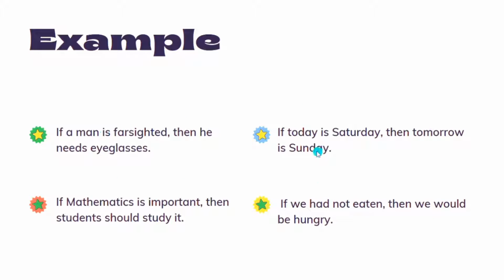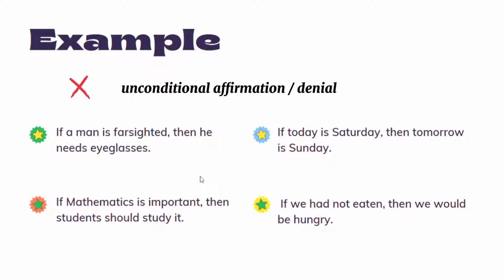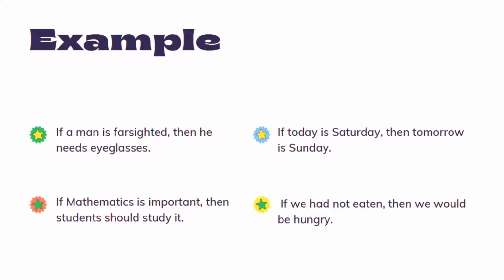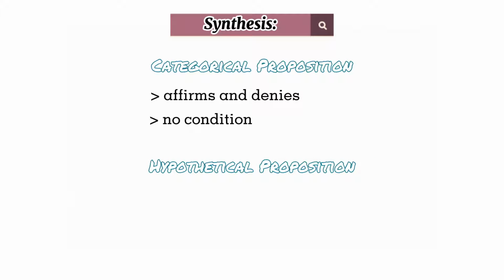In all four statements, the first part, if, is labeled as the antecedent, and the second part, then, is labeled the consequent. The statements do not have unconditional affirmation or denial, but express a relation of dependence, such as an opposition or a likeness between two clauses. In conclusion, categorical proposition is a statement which affirms or denies without any conditions, while hypothetical proposition is in the form of if P, then Q with a condition.